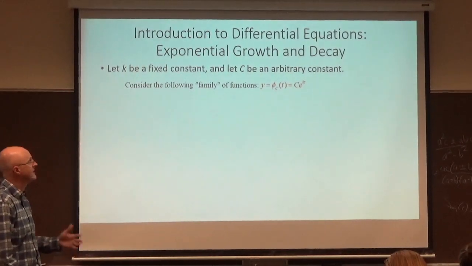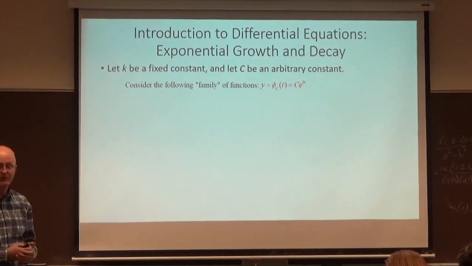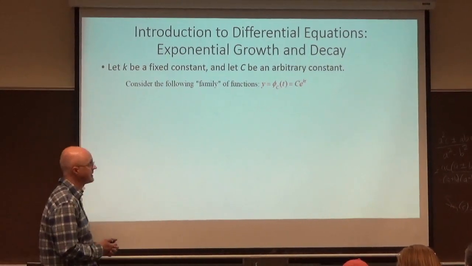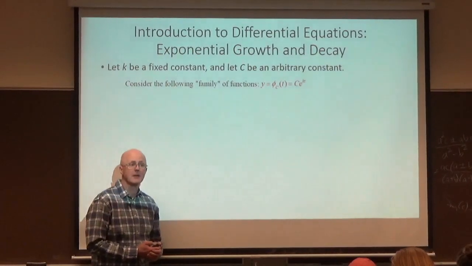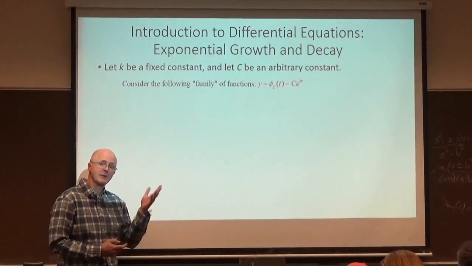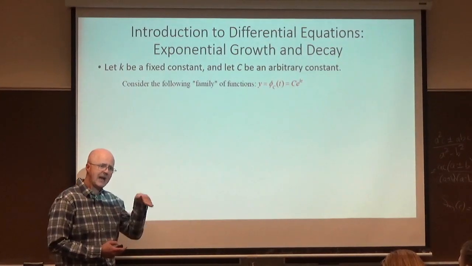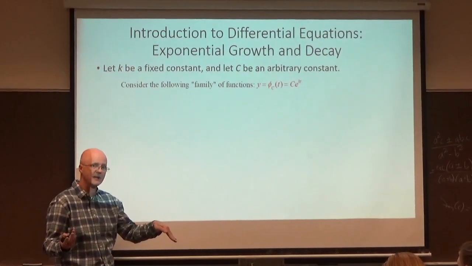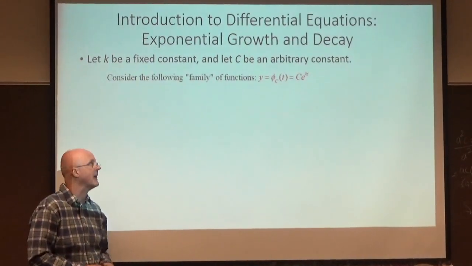Ultimately, though, you do want to differentiate this function with respect to t. T is time. We're thinking about a quantity like a population that's growing, say, over time. If it's population growth, k would be positive. If it's exponential decay, that's when k is negative. That's like with depreciation, for example, which is exponential decay, or radioactive decay.